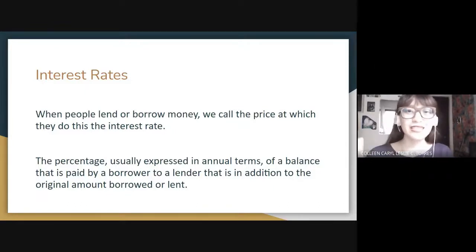And then for a bank, it's the same as well. Sometimes I'm not sure how much the interest rate is, but if that's the interest rate, then that's the profit that the bank could get from your loan per month. So again, the interest rate refers to the percentage, usually expressed in annual terms, of a balance that is paid by a borrower to a lender in addition to the original amount borrowed or lent.